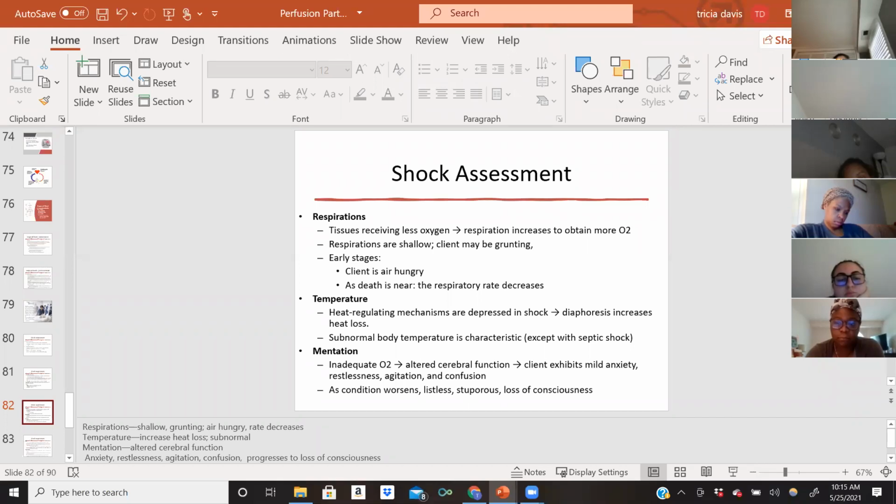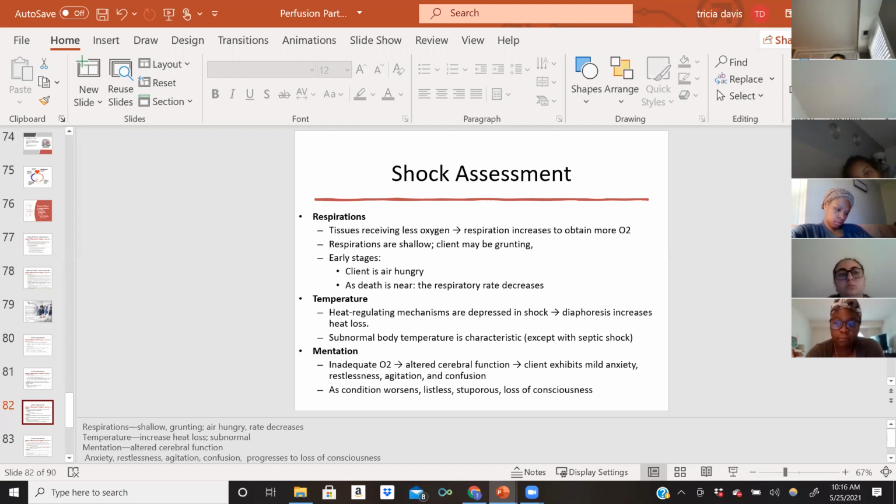As death gets closer, as decompensation starts to occur, the respiratory rate is going to decrease. So at first, it's going to be very high and rapid, their respirations might be 28, 34, even upwards of 40. And then as death is near, they're going to be a lot lower. We're going to want to look at their temperature. So heat regulating mechanisms are going to be depressed in shock. Because that happens, we're going to have diaphoresis, which is going to increase our heat loss. We're going to have subnormal body temperature, except with septic shock. With septic shock, you're going to have a fever.